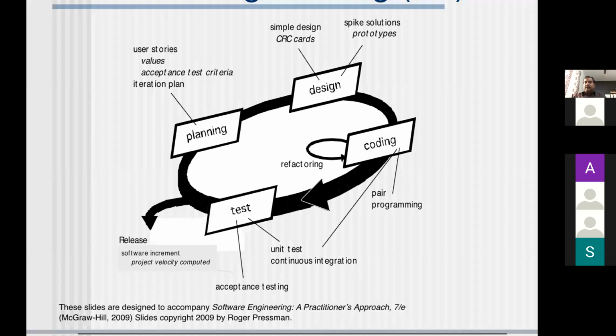So planning: user stories, values, acceptance test criteria, iteration plan. All those four things we dealt with. Design: simple design, CRC cards. Remember that simple design is the key. We are going to keep things simple.